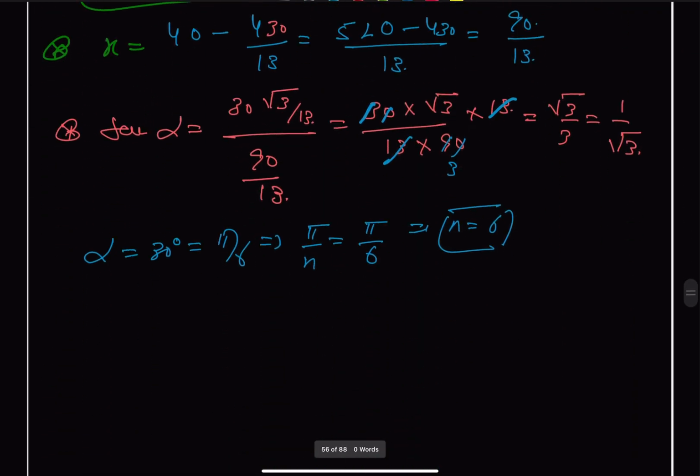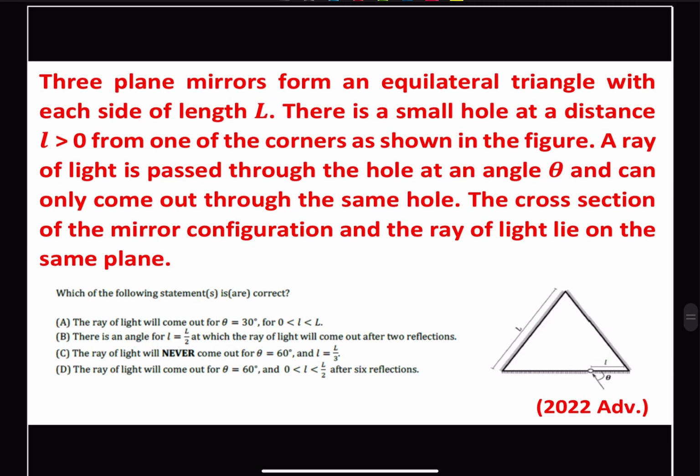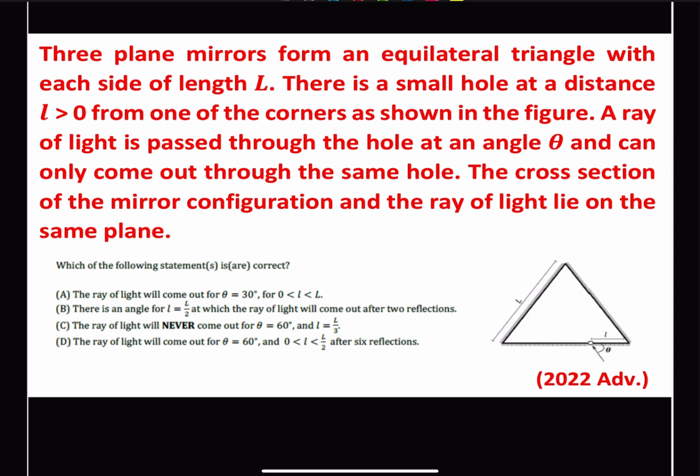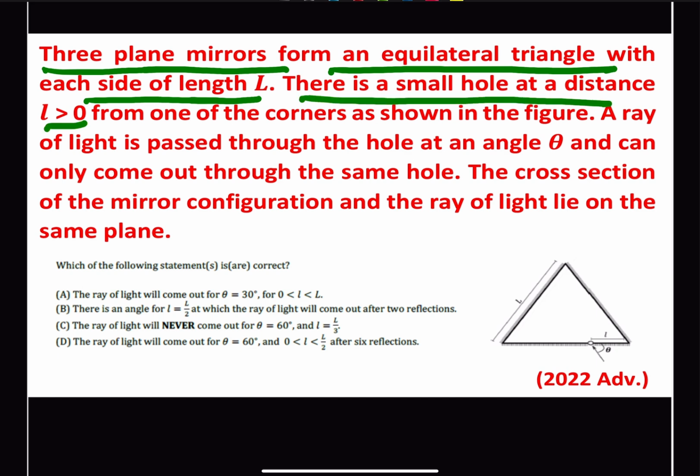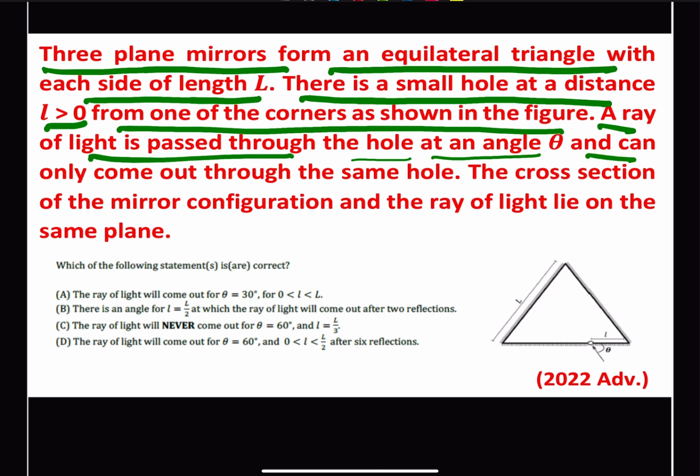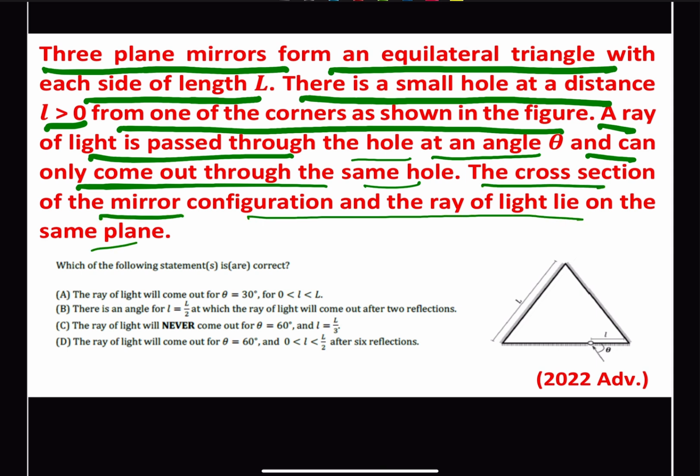Next question. In this question, it says that 3 plane mirrors form an equilateral triangle with each side of length capital L. There is a small hole at a distance L greater than 0 from one of the corners as shown in the figure. A ray of light is passed through the hole at an angle theta and can only come out through the same hole. The cross section of the mirror configuration and the ray light lie in the same plane. So we have to find out which of the following is the correct options.